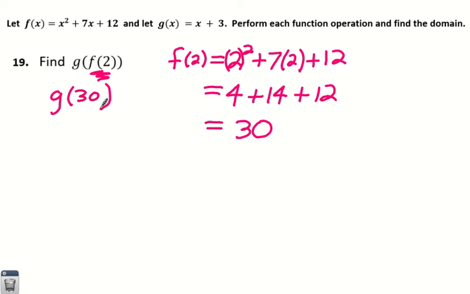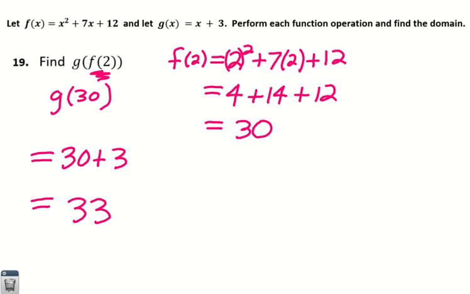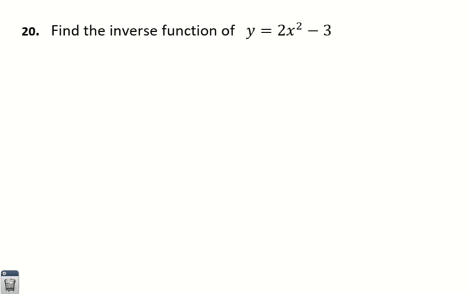So when we need to plug in f of 2 for the g function, that really just means we're going to plug in 30 into the g function. And so here's the g function, and we're going to plug in 30, and so the final answer is 33. And I know the directions mention domain, but those directions about domain do not apply to number 19. It wouldn't make any sense to find the domain of something that's not even really a function, okay?